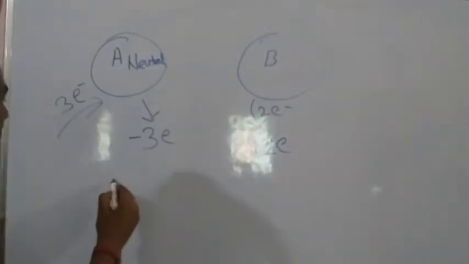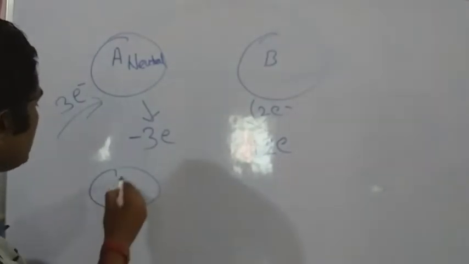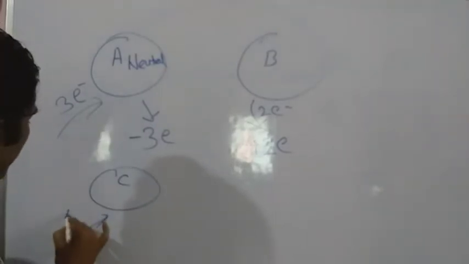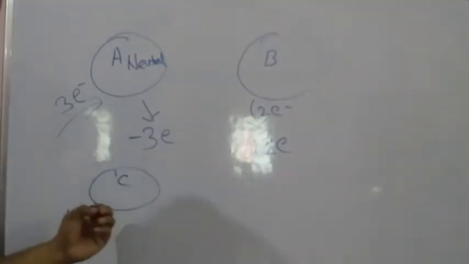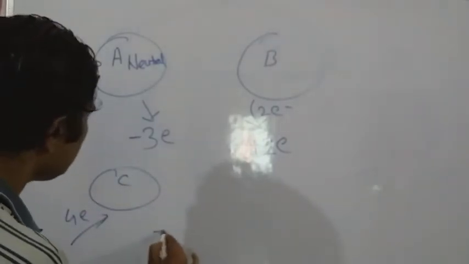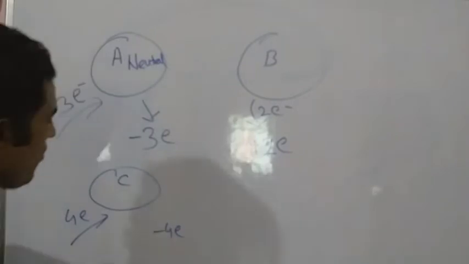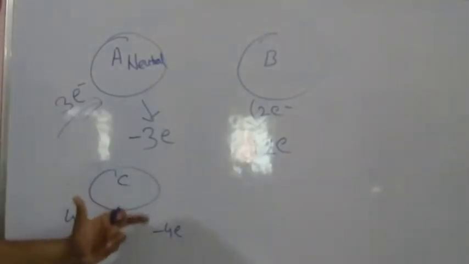Now let's do one more thing here. Let's take another body, body C, and this is neutral. Let's give 4 electrons. Now what's the charge of this body? The charge of this body is -4e.